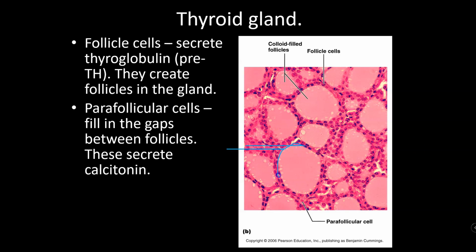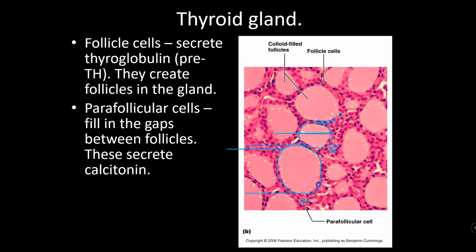We have all of these little circles. Each of these little circles is called a follicle. The cells that create the circles are called follicle cells. So each of these little cells with a big old nucleus around them, those are follicle cells. In between the follicles, we have cells that just sort of fill in the gaps between them. Those are these parafollicular cells. They've labeled some of the parafolliculars off down there.